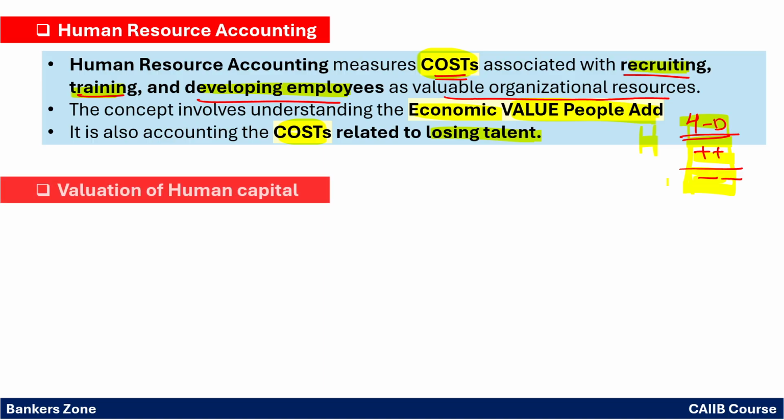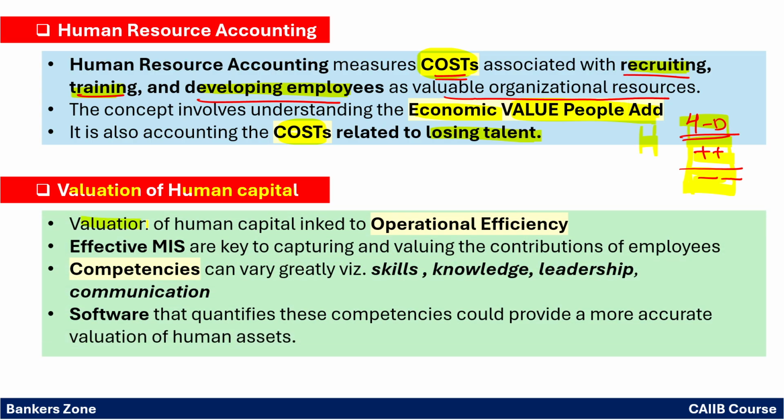Very simple, right? Now valuation of human capital. See, valuation of human capital is linked to the operational efficiency. See, if your operations are being conducted more efficiently, it means you are having human capital of very high value, right? Very simple. Effective MIS also helps to contribute to how to capture the value, human capital valuation. Effective MIS means management information system. It can summarize the database.